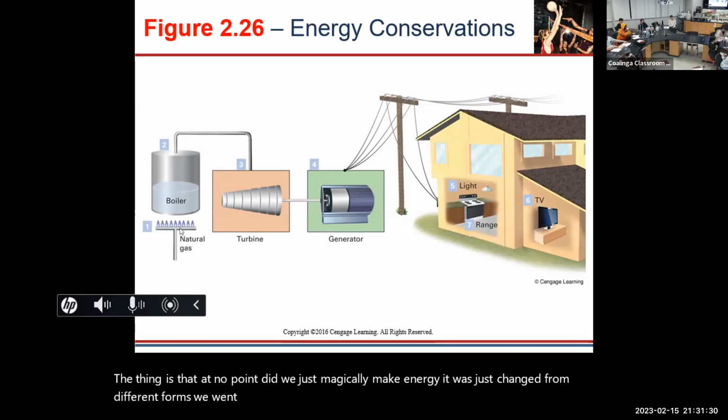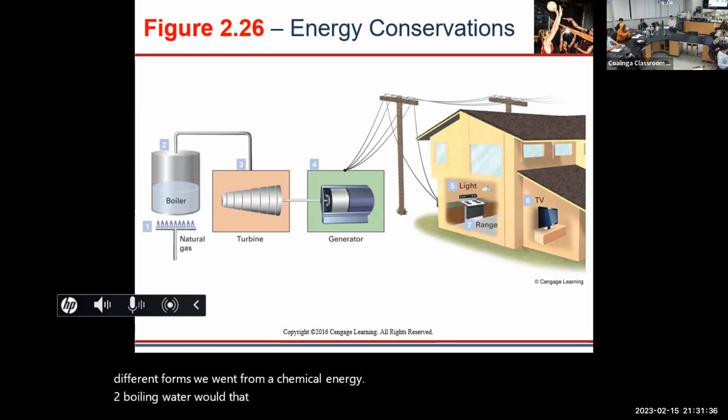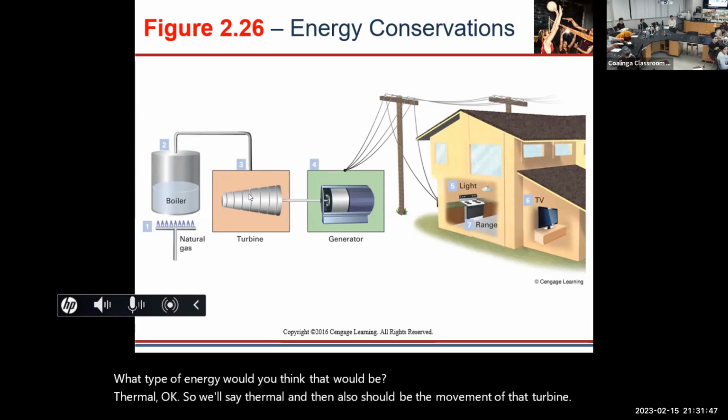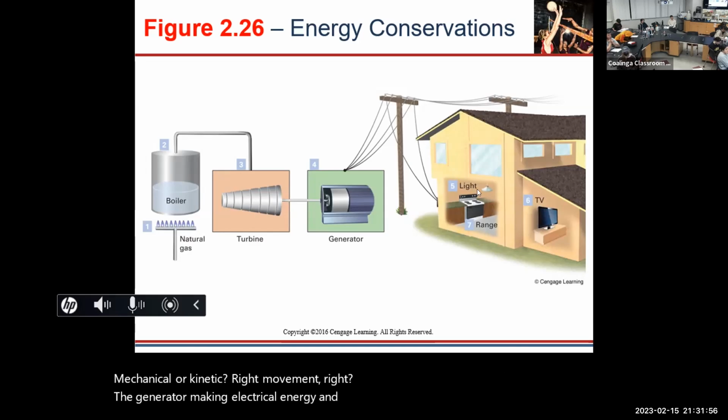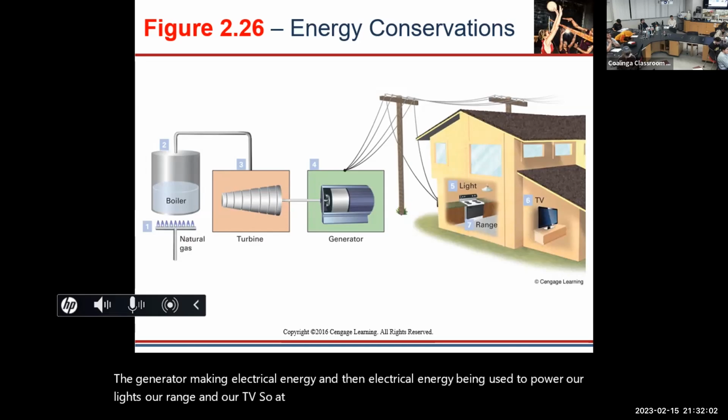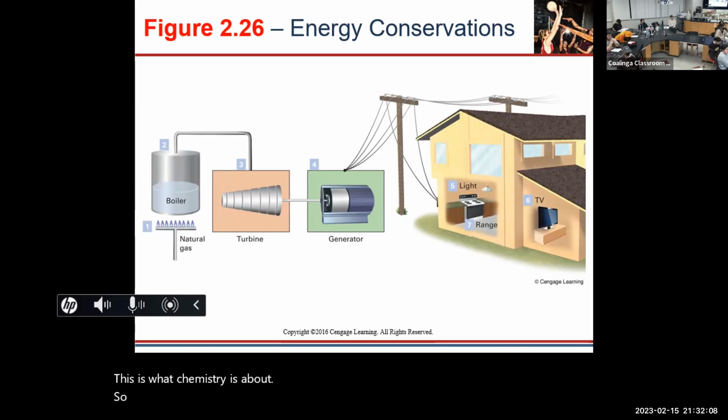We went from a chemical energy to boiling water, which would be thermal energy. Then the movement of that turbine, mechanical or kinetic, right? Movement. The generator making electrical energy, and then electrical energy being used to power our lights, our range, and our TV. So at the end of the day, it's conserved. This is all about chemistry. This is what chemistry is about. Okay, so officially welcome to chemistry.